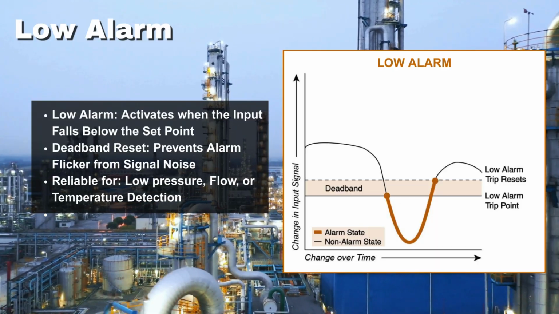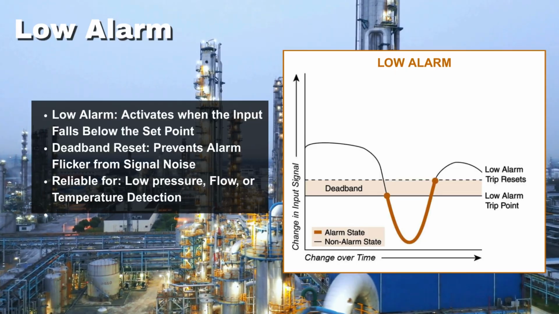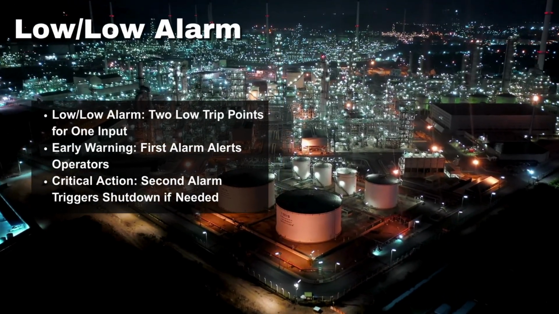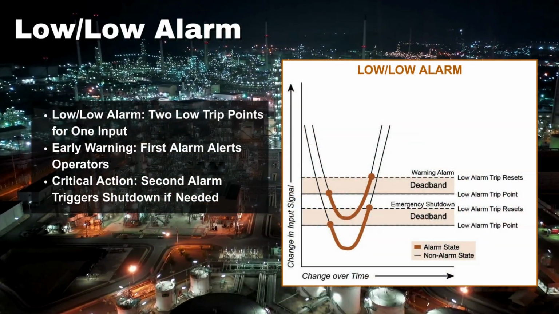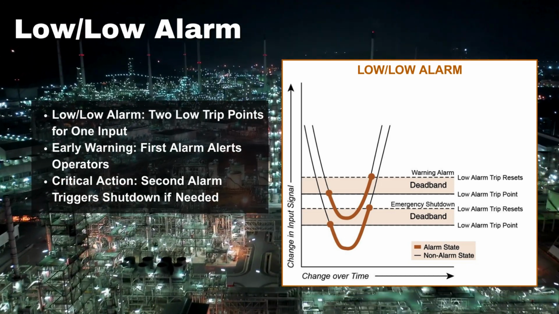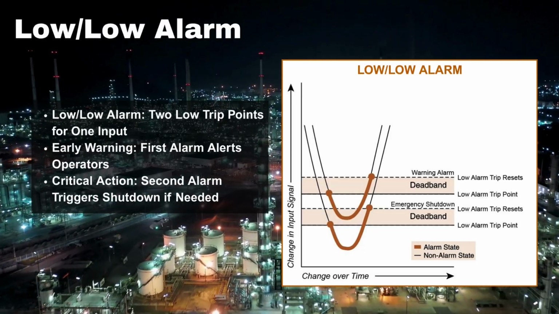A low alarm triggers when the input drops below its configured trip point. The alarm stays active until the signal rises back above the deadband, ensuring stable reset behavior despite signal noise. A low alarm uses 2 separate low trip points. The first can trigger an early warning, giving operators time to respond. If the signal continues to fall, the second trip point can activate a shutdown or other critical response.